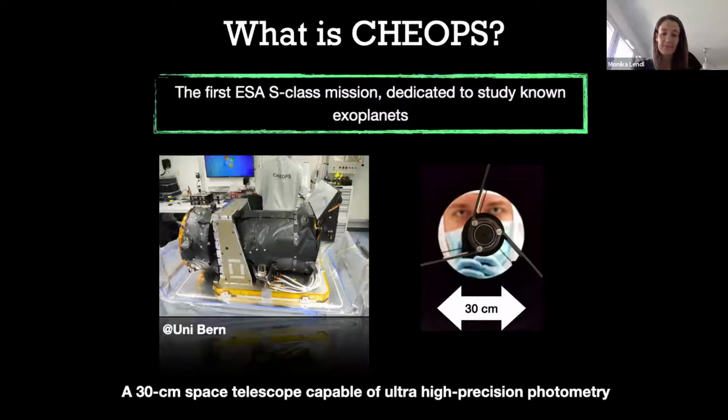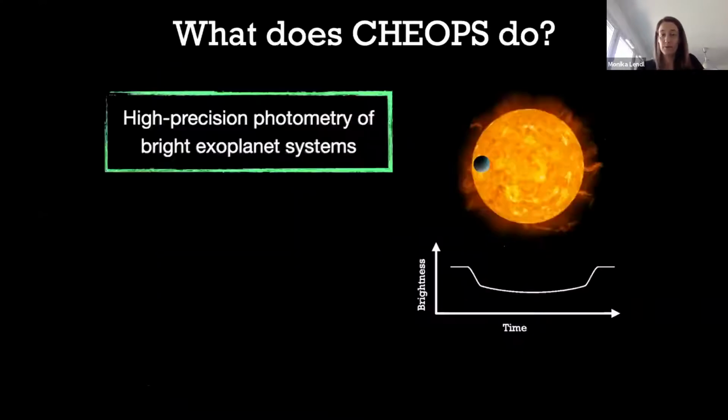You can see a picture of CHEOPS down here on the left. That's the telescope itself, while it was at the University of Bern. And it's a pretty small thing, actually. So the size of the mirror is just about 30 centimeters. But don't be mistaken, this is a space telescope, and it's really been optimized to perform ultra-high precision photometry.